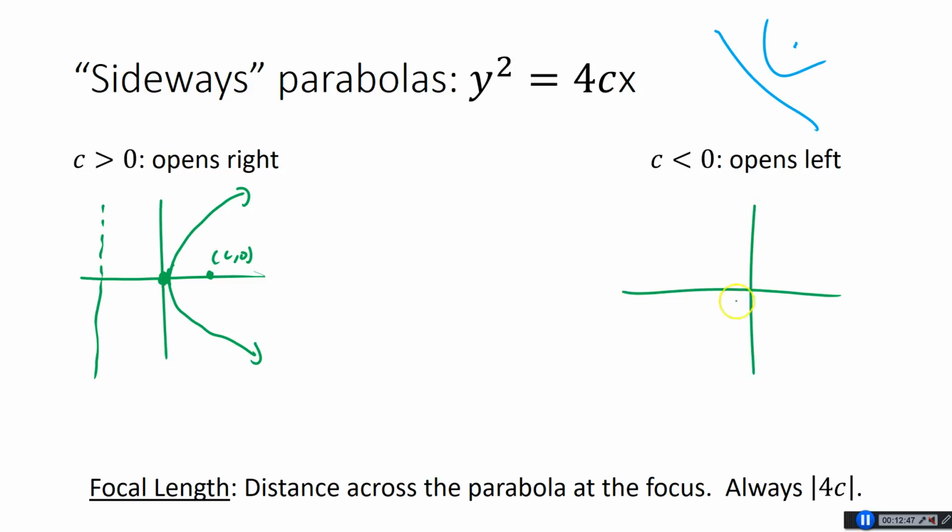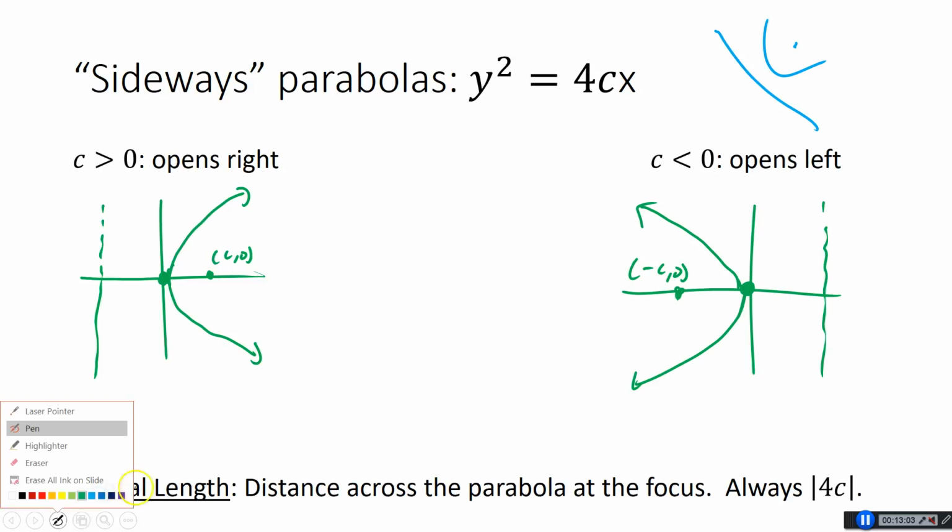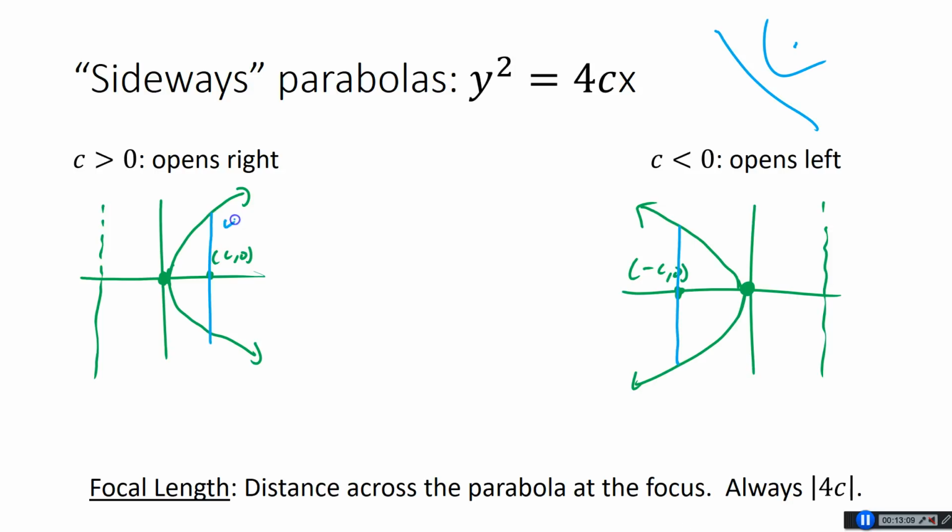If c is negative now, we're going to open to the left. So over here, we're at (-c, 0). And over here, we have our directrix, opening like that. Okay. Vertex at (0, 0). Focal length, once again, distance across the focus. Use our blue again for that. There it is, 4c, 4c. That distance is 4c, that distance is 4c.